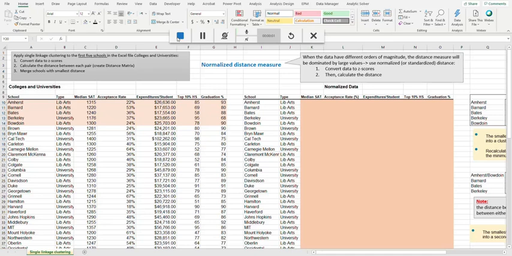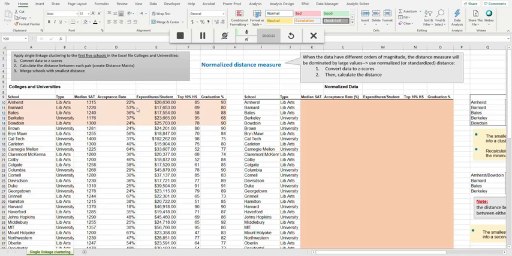Hello, in this video we are going to practice single linkage clustering. The dataset that we have is about colleges and universities, and the question is asking us to do the clustering only on the first 5 schools. When we look at the dataset, we see that we have different orders of magnitude. So in order to find the distance, first we need to normalize our data and find normalized distance.